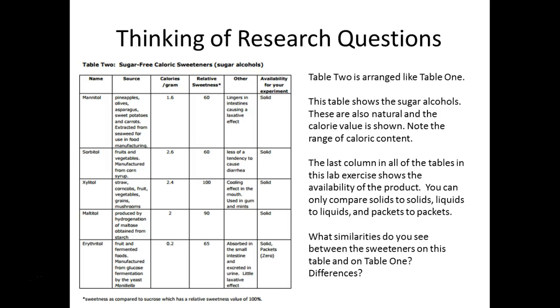Which of these products might yeast preferentially use in fermentation? Which one would give more fermentation, more carbon dioxide production? Which one do you think would be less? Taking a look at source, calories per gram, or relative sweetness.